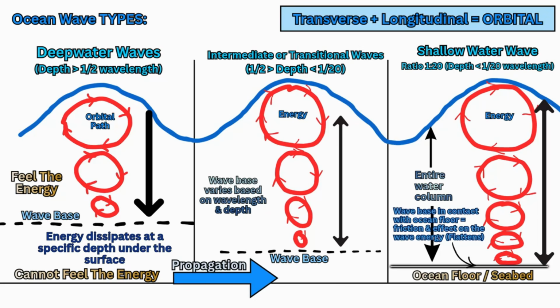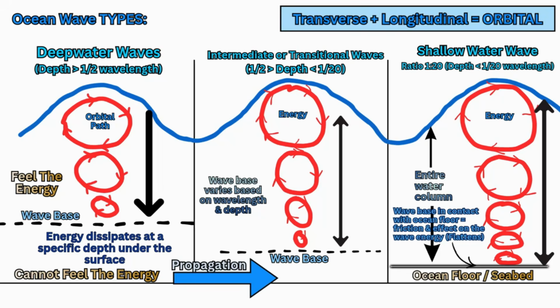The wave base is split into three different types. There are deep water waves, intermediate or transitional waves, and shallow water waves. The deep water waves are where the wave base, or the depth to which the energy goes down within the ocean, is half the length of the wavelength. So if you have a wavelength of 10 meters, then the depth of the energy going down would be 5 meters. Anything below 5 meters, you wouldn't really feel the energy.